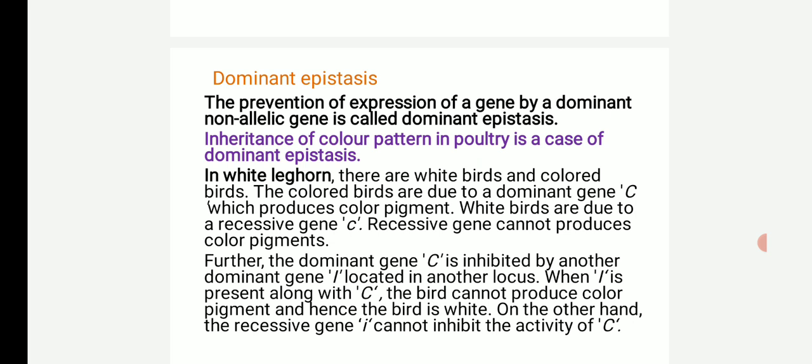Further, the dominant gene, capital C, is inhibited by another dominant gene, capital I, located in another locus. When dominant gene capital I is present along with dominant gene capital C, the bird cannot produce color pigment and hence the bird is white. On the other hand, the recessive gene, small i, cannot inhibit the activity of dominant gene, capital C.